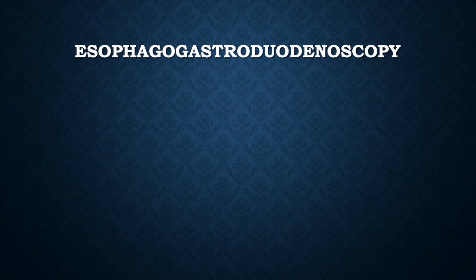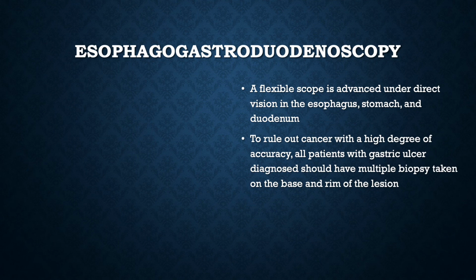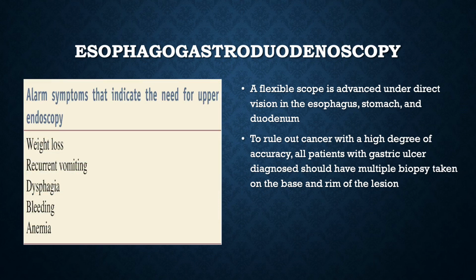The last examination we have is esophagogastroduodenoscopy, or commonly known as EGD. A flexible scope is advanced under direct vision in the esophagus, stomach, and duodenum. This is used to rule out cancer with a high degree of accuracy. All patients with gastric ulcer diagnosed should have multiple biopsy taken on the base and the rim of the lesion.